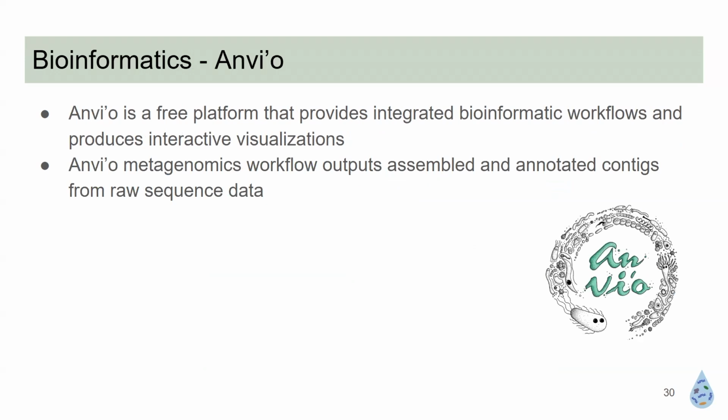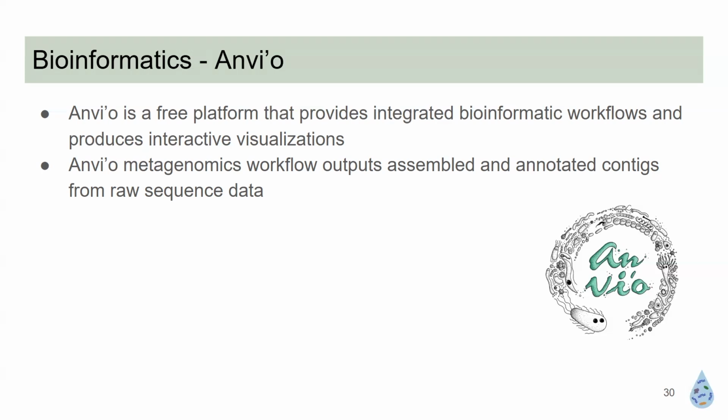So I just threw a workflow at you that has a lot of different steps and a lot of different software. So thankfully, there is something called Anvi'o. It's a free platform and it integrates bioinformatic workflows. So instead of running all of those different software individually, you can run an Anvi'o workflow, and they have different ones for different things. They have a metagenomics workflow, and what this workflow will do is take your raw sequences and output the assembled and annotated contigs. So it'll take your samples from the first step, run all the other steps behind the scenes, and output the last step for you. It's beautiful.